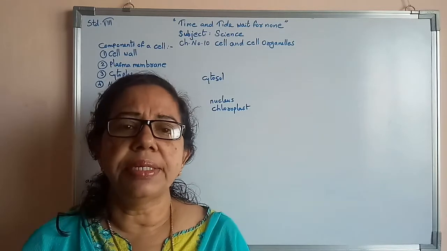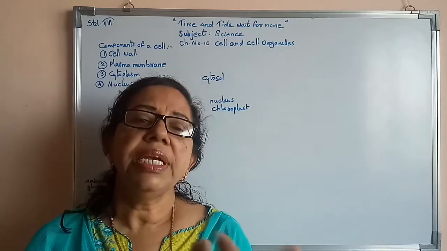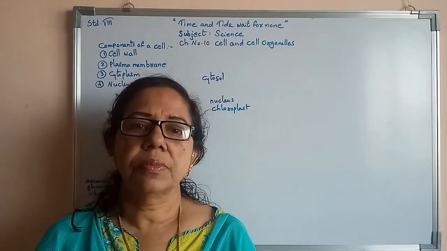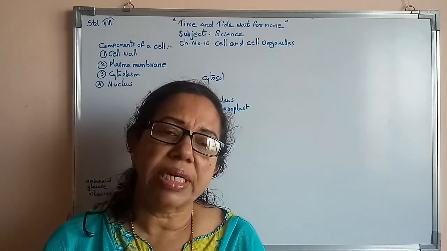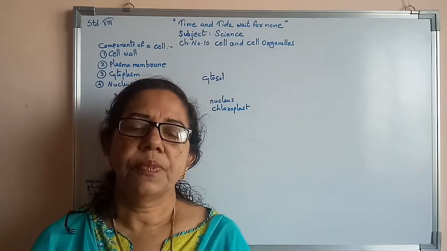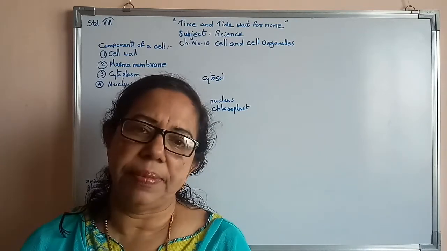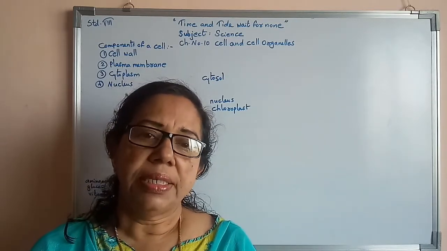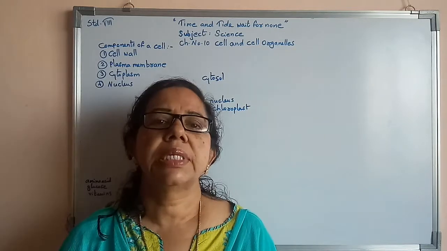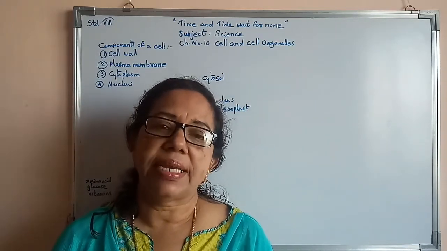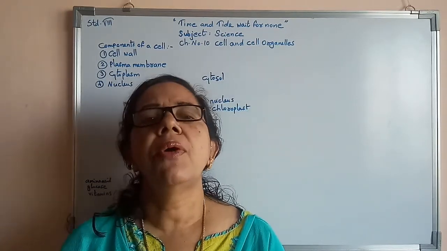Each functional segment of a chromosome is known as a gene. Nucleus controls all metabolic activities of a cell and it helps in cell division. It transmits all hereditary characters from one generation to other. That means from parent to offsprings.